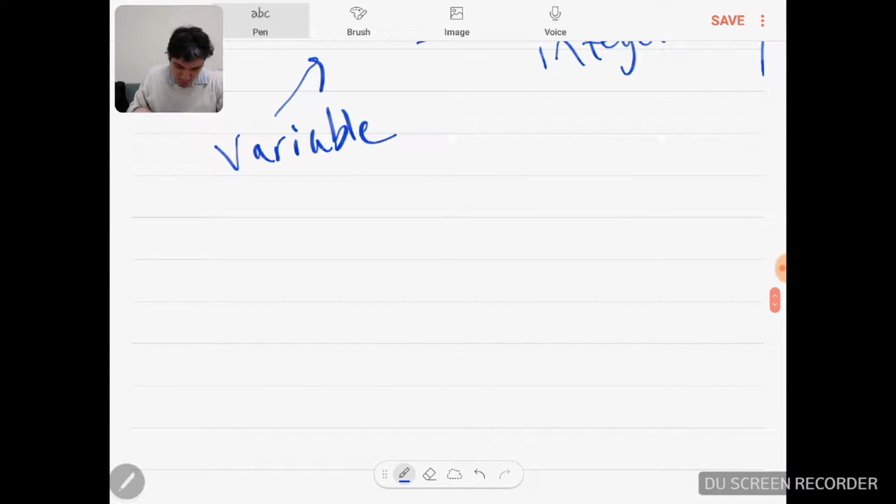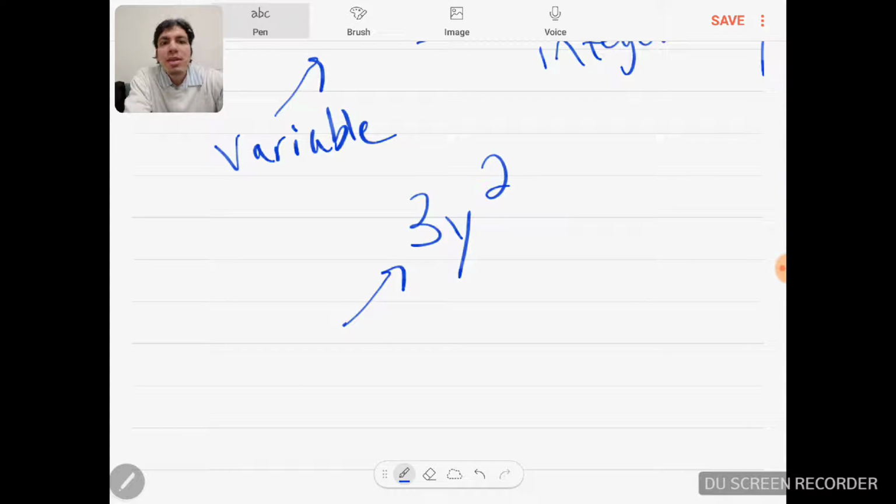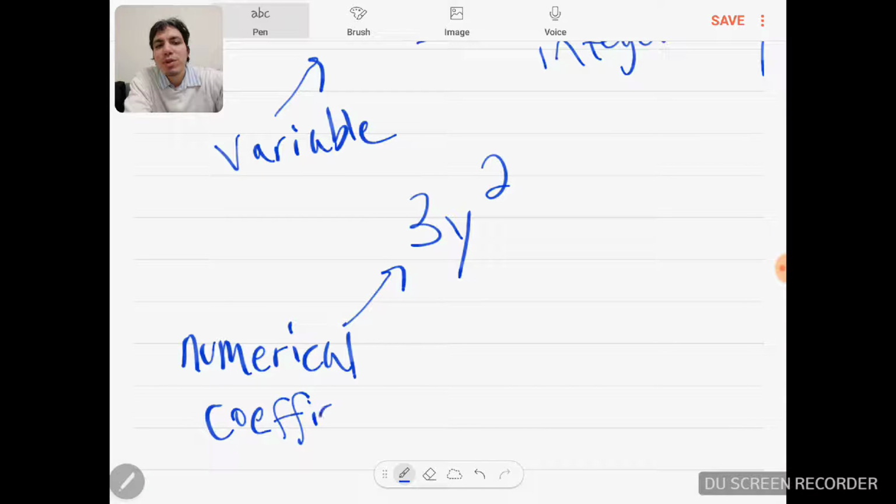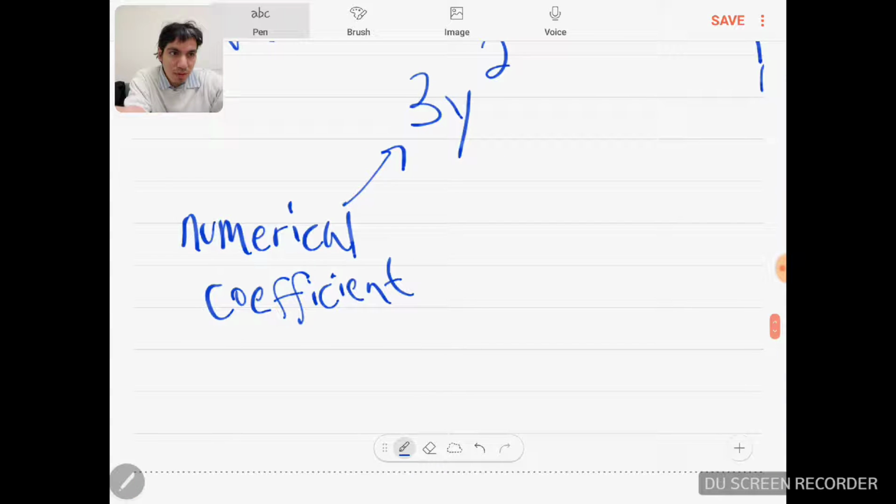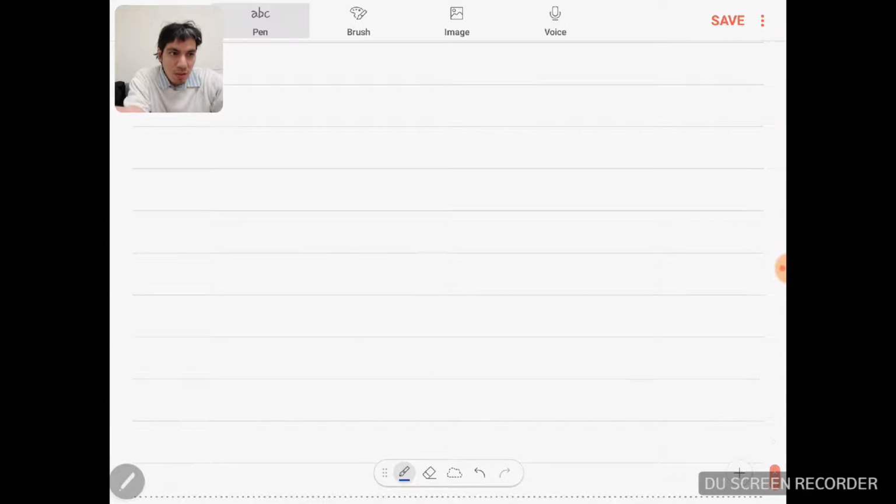Now, we need to talk about this term here. Let's say I have a number in front of the variable, right? This number means a numerical coefficient. That's what we call a number in front of a variable. Instead of calling it that number, it's a numerical coefficient. Okay?